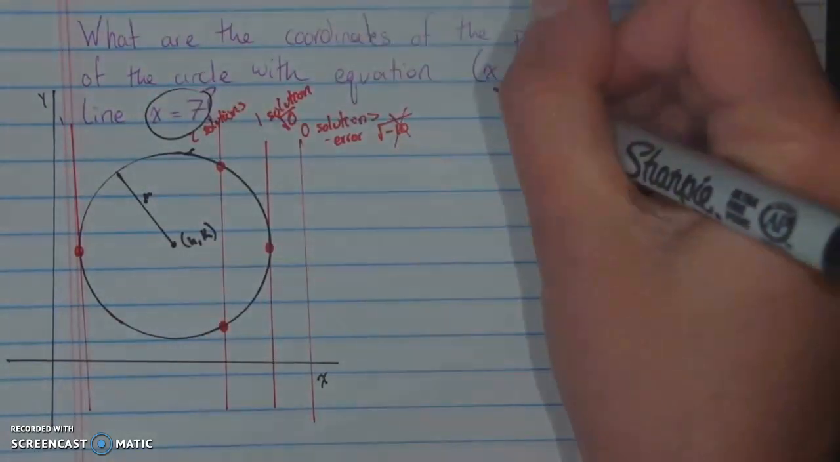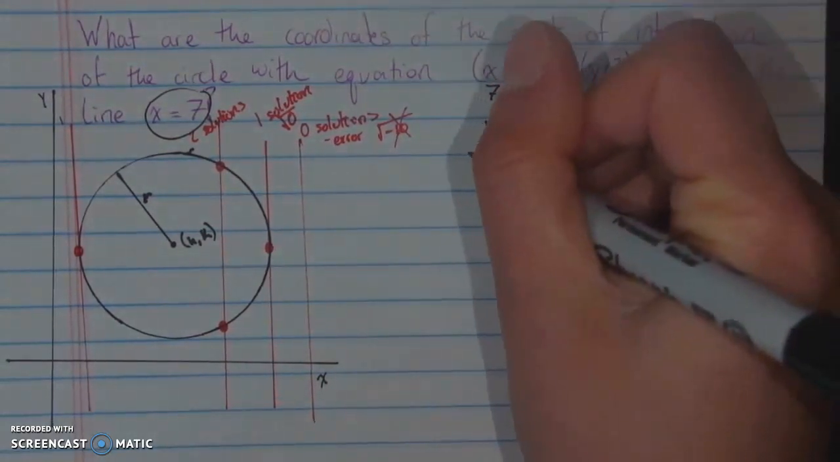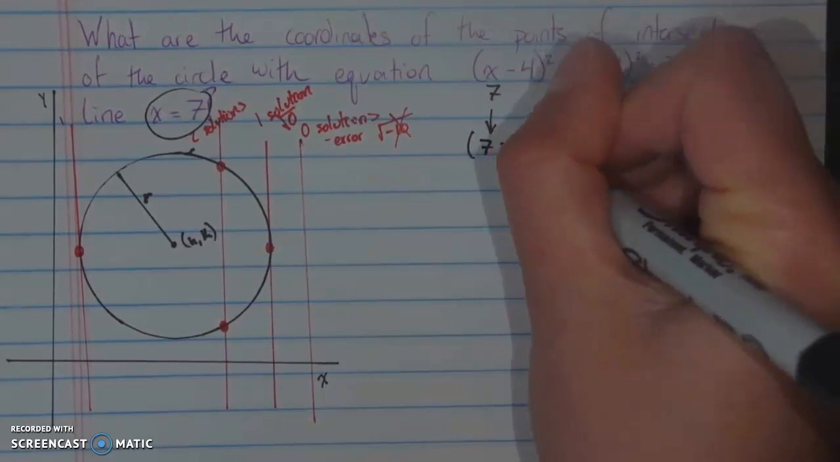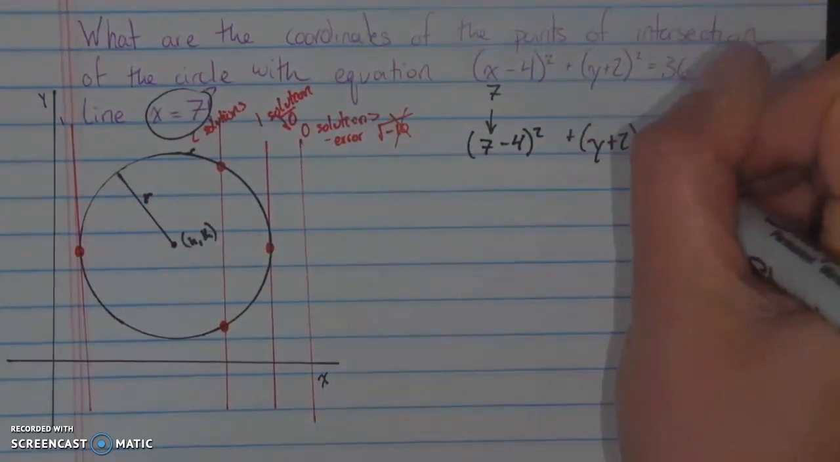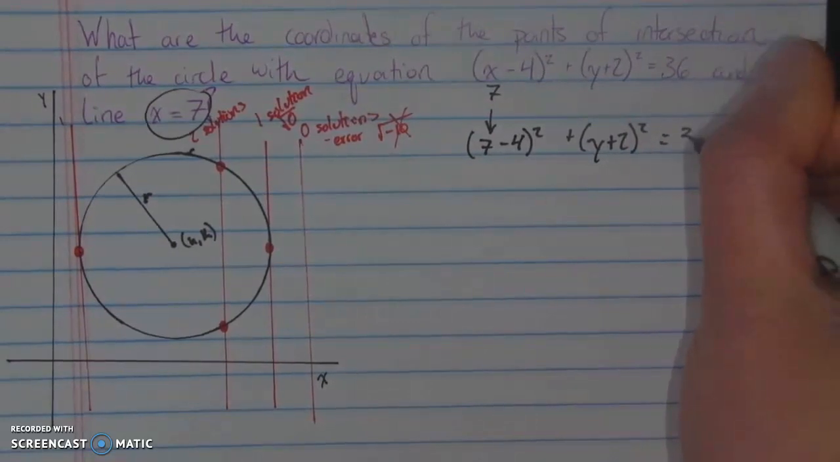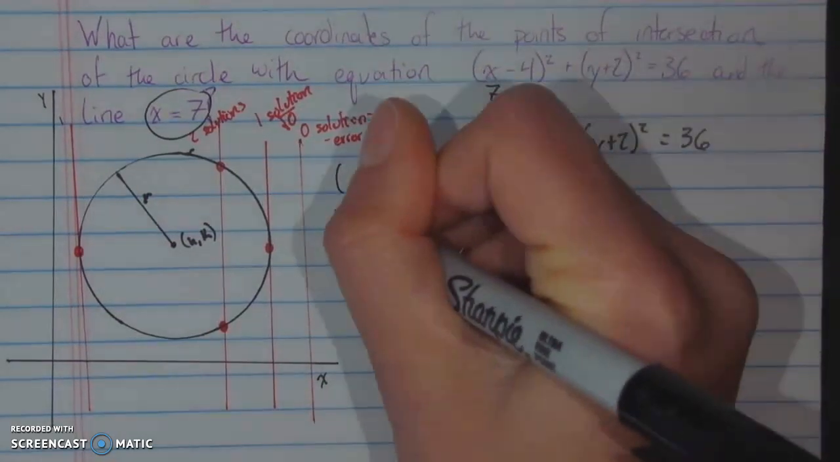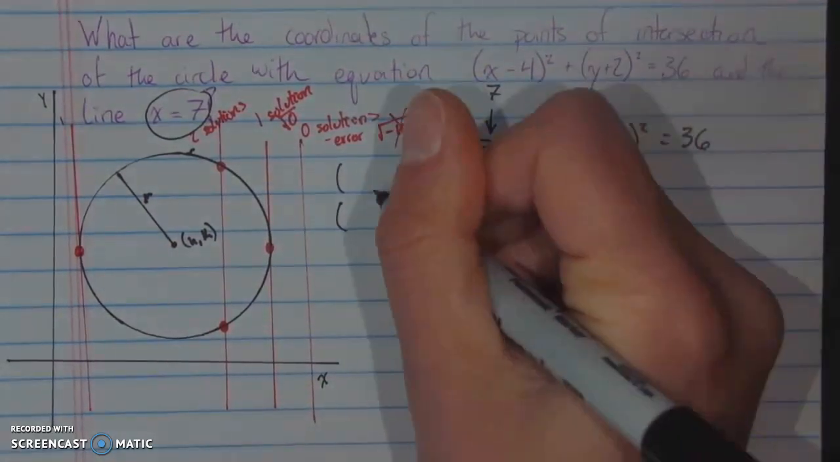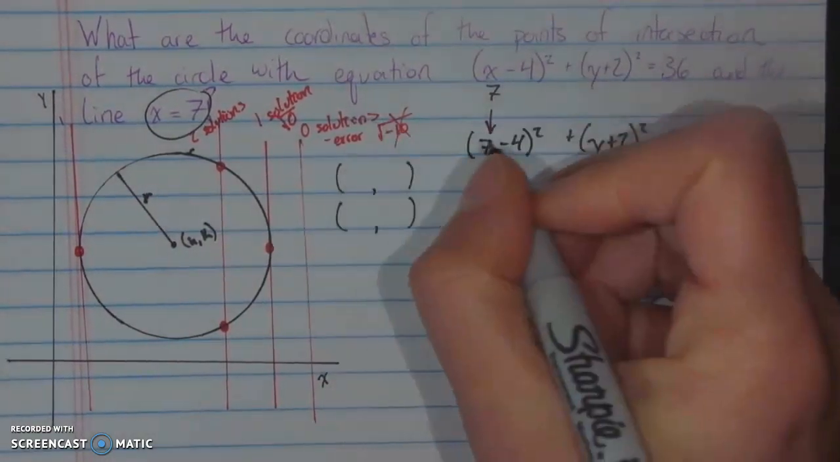Substituting x equals 7 for x leaves me with the equation (7 minus 4) squared plus (y plus 2) squared is equal to 36. It also tells me that I already have part of my two possible solutions. I'm just going to guess at this point there are two. Maybe I'll end up with only one or with 0.